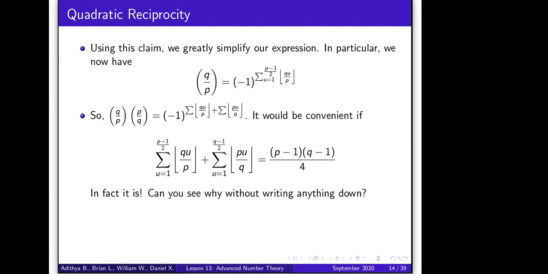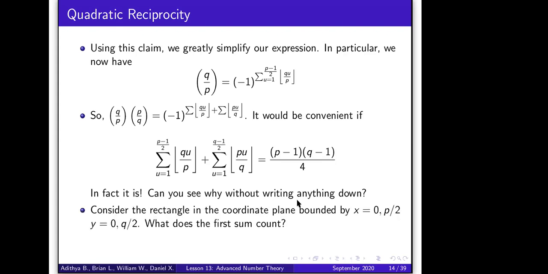Yep. So as Max said in the chat, it's actually double counting the number of lattice points in a p minus 1 over 2 by q minus 1 over 2 rectangle. So in case you don't see this, consider the rectangle in the coordinate plane bounded by the lines x equals 0 and p over 2, and the lines y equals 0 and q over 2.